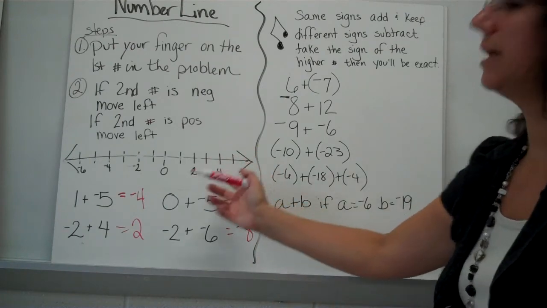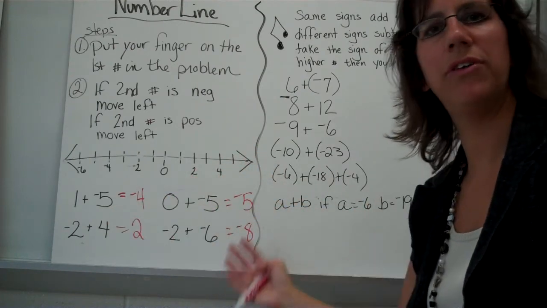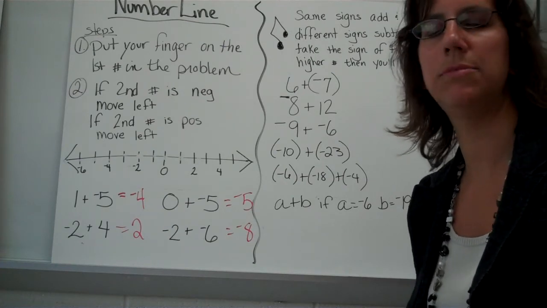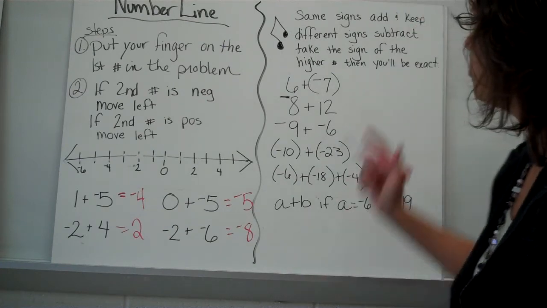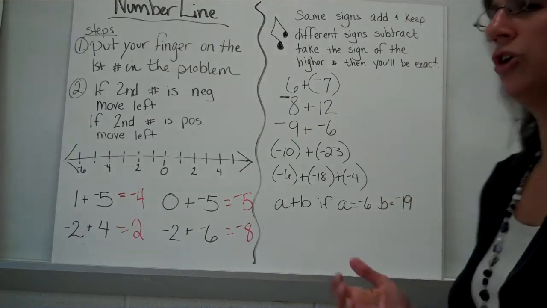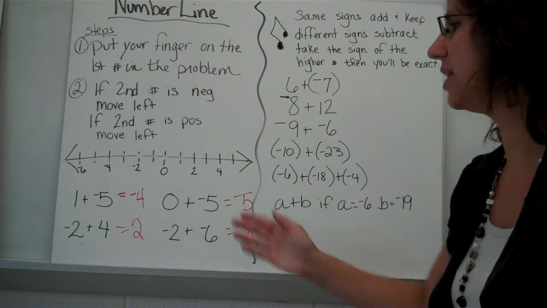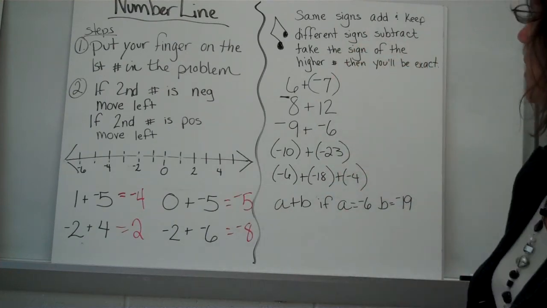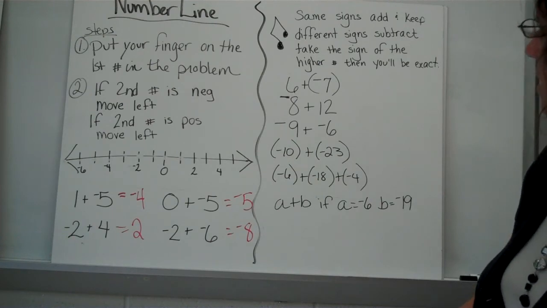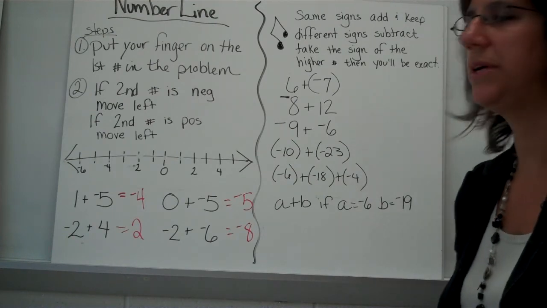You can use the number line in most any circumstance, although when you have very large numbers, it does get to be a little bit time consuming. You don't want to have a number line that gets to be such big numbers. You can use a song to help you remember the steps. There are certain rules that you can use instead of using a number line. And the song is same signs, add and keep, different signs, subtract. Take the sign of the higher number, then you'll be exact.